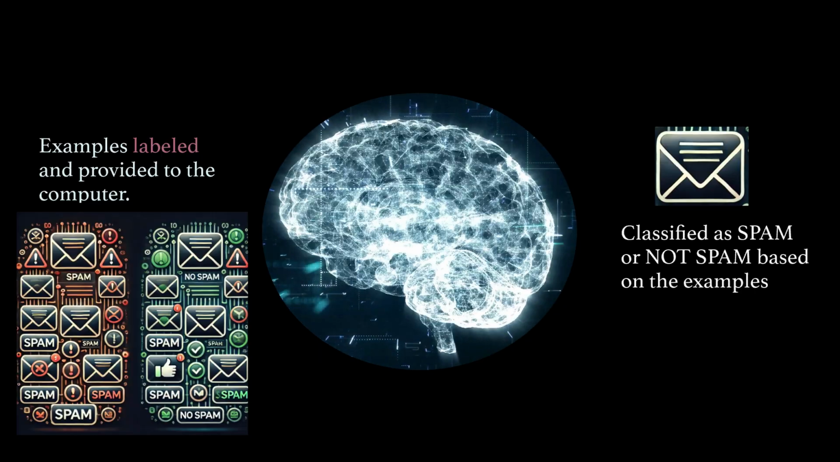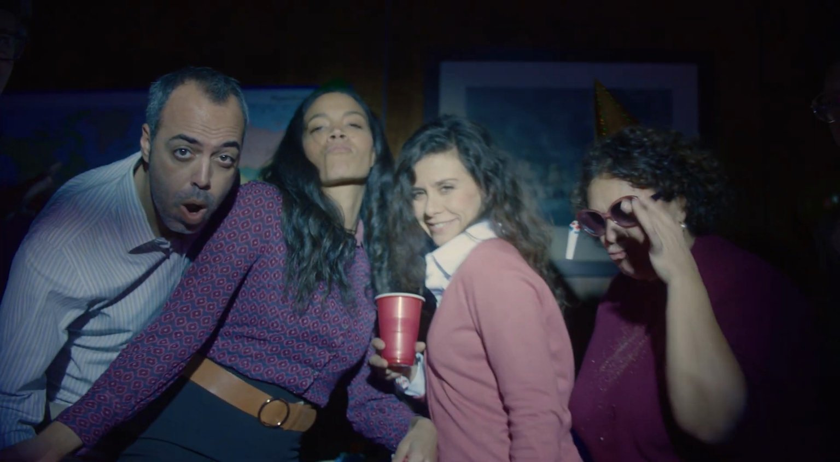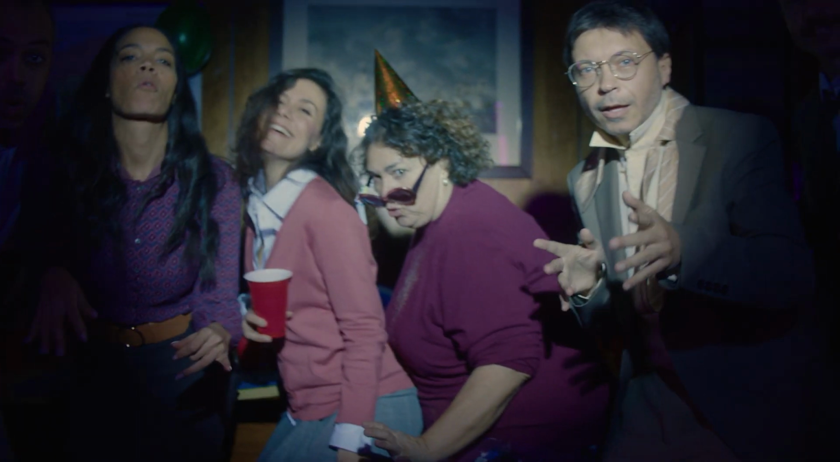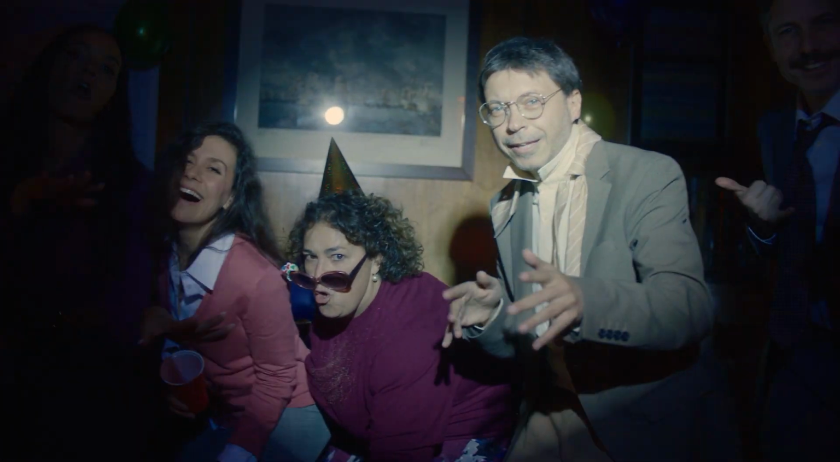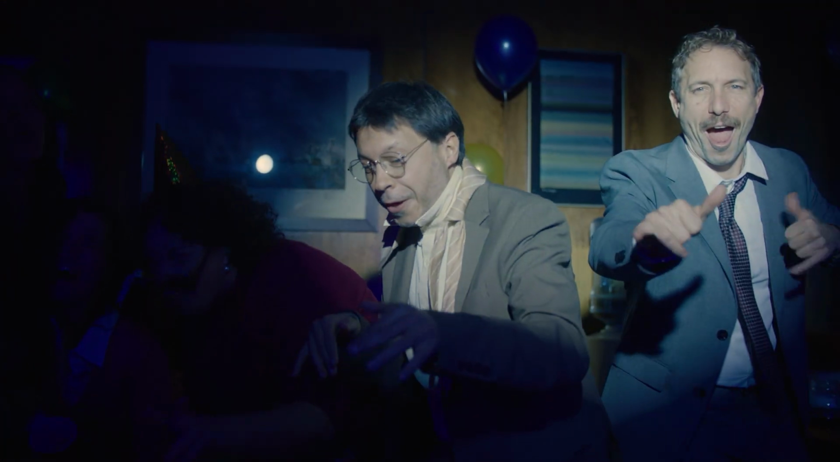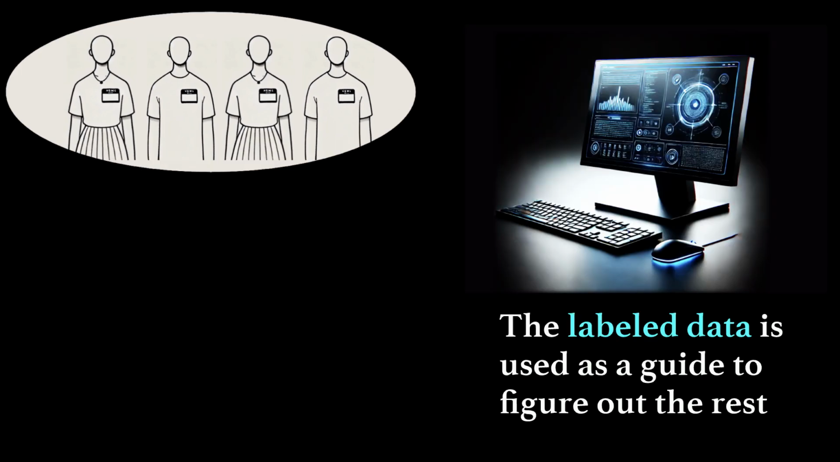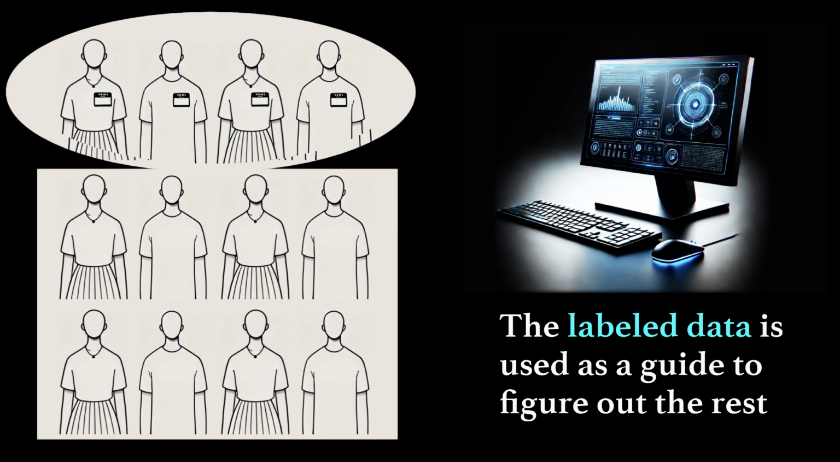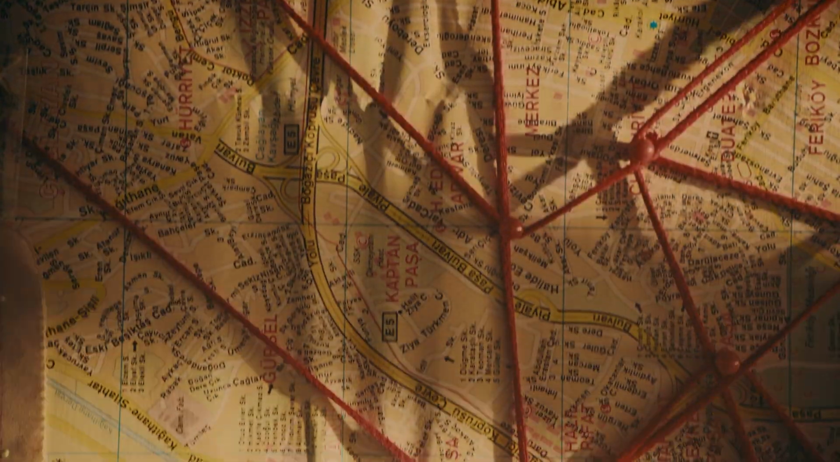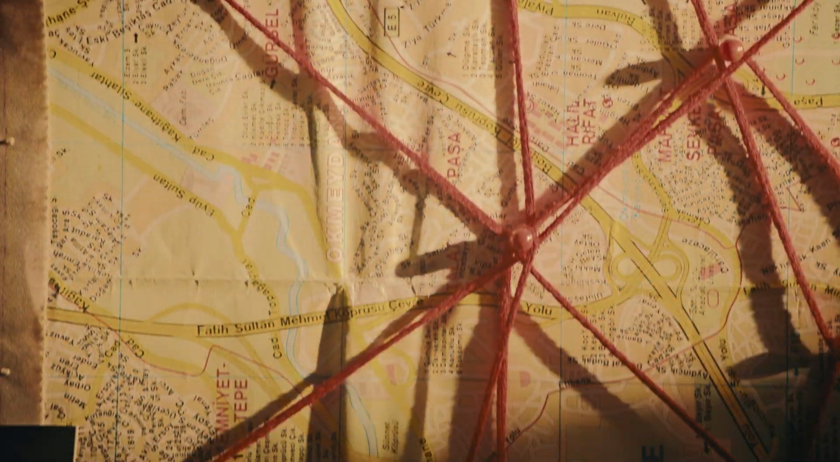Pretty neat, right? Now imagine you're at a party and not everyone has a name tag. Some do, but most don't. This brings us to a twist in the supervised learning tale: semi-supervised learning. Here the computer gets a mix. Some data is labeled, some isn't. It uses the labeled data as a guide to figure out the rest. It's like giving your detective a few clues and letting them piece together the rest of the puzzle. Handy for when you have tons of data, but not enough time to label it all.